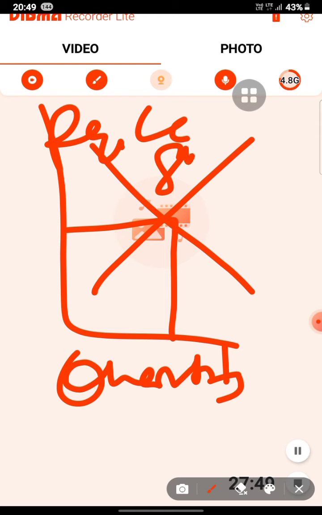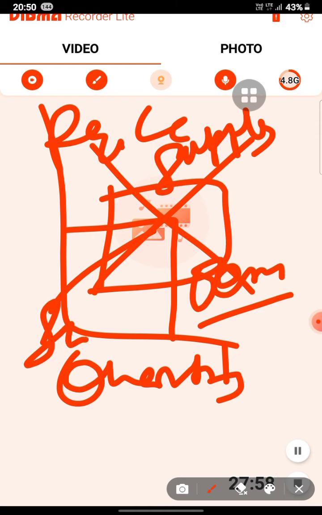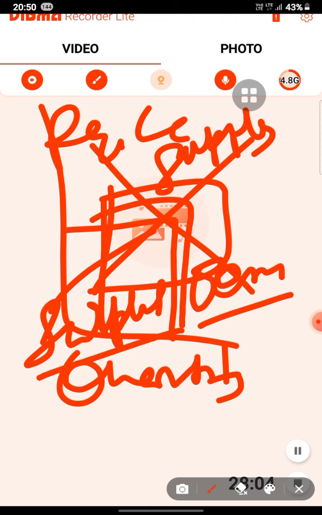So this is the supply and this is the demand. If there is a surplus, this part is called surplus in demand and supply. There is a surplus of the goods; suppliers are unable to sell all they want at the going price. If they are not selling the required quantity in the market, then goods will be in surplus.